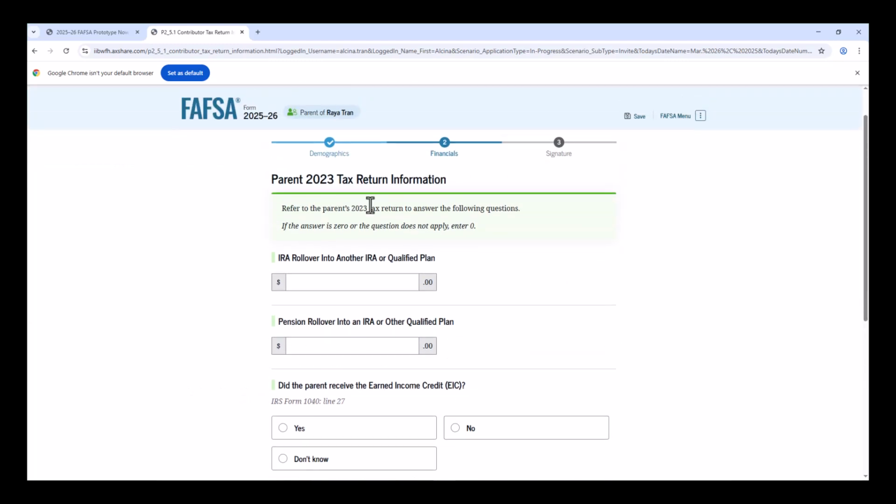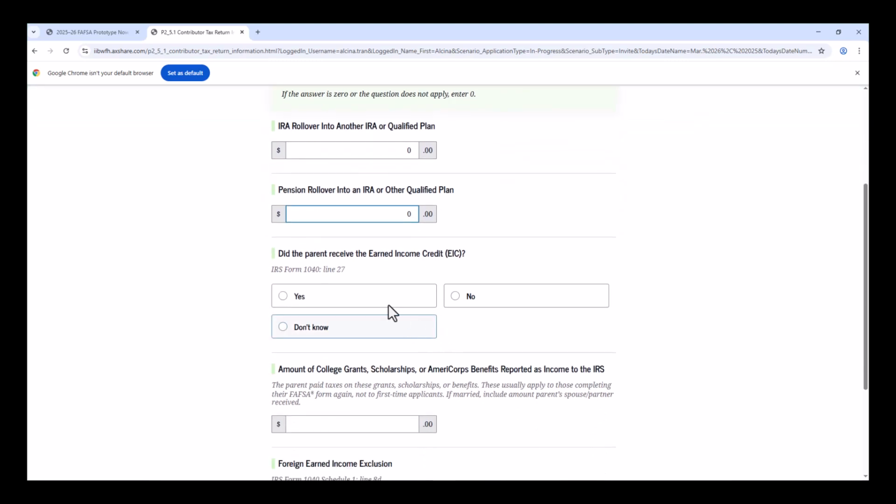Okay, and then it is asking about your tax return information for the 2023 year. So IRA rollover into another IRA or qualified plan. If you have that, you will put that here. Same for pension rollover into an IRA or other qualified plan. If you have that amount, you'll put that here as well.